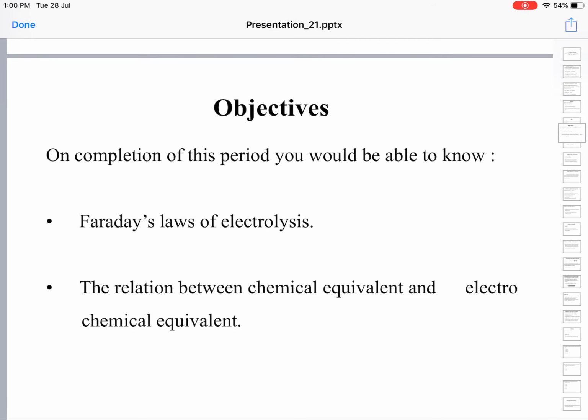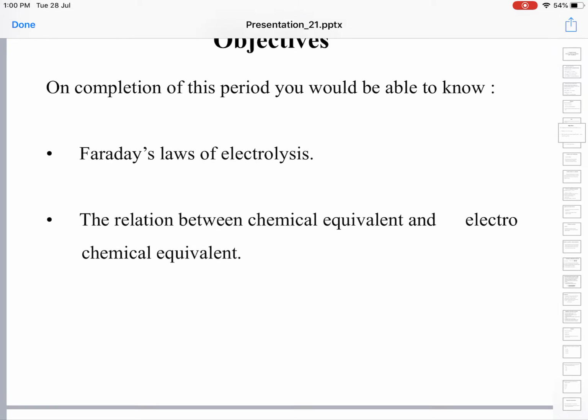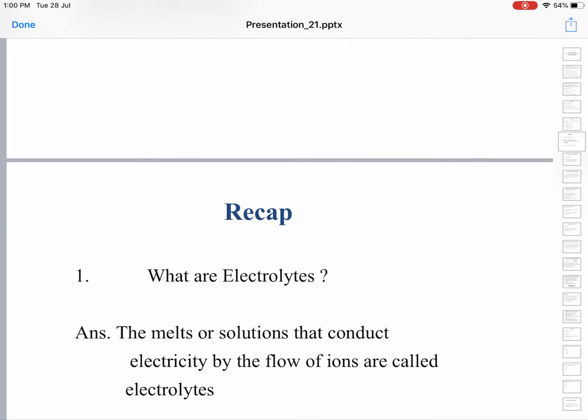Next topic, let us go for Faraday's laws of electrolysis. We'll learn the Faraday's laws of electrolysis, and also we'll try to learn the relation between chemical equivalent and electrochemical equivalent. Okay, first let us do a recapitulation.